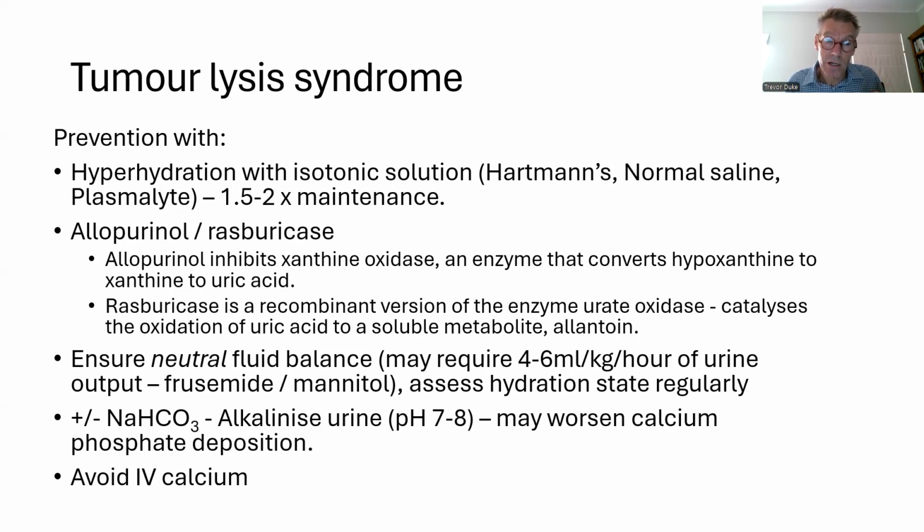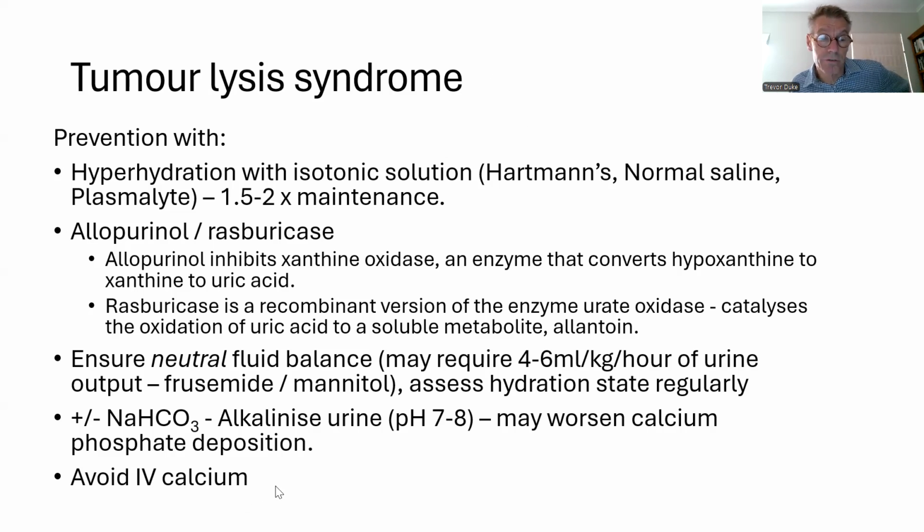They shouldn't get overhydrated. Sometimes in the past, we've alkalinized the urine, that is, brought the urine pH up to 7 or 8 by adding sodium bicarbonate to the hyperhydration fluid. These days, it's well known that that may worsen calcium phosphate deposition, especially if you've got a high phosphate level. It's not such a good idea anymore to alkalinize the urine. So usually hyperhydration requires just an isotonic solution, ideally without potassium, and careful attention to fluid balance, so you get a neutral fluid balance.